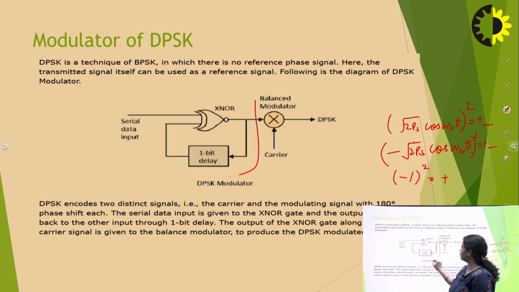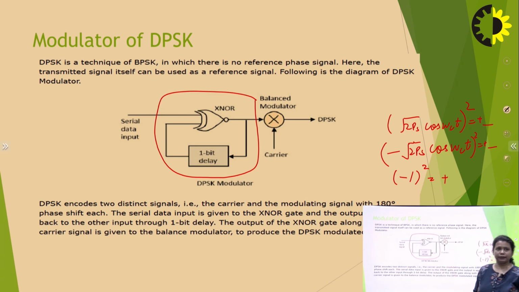This block, the XNOR gate and the 1-bit delay, is very important in DPSK. DPSK encodes two distinct signals, the carrier and the modulating signal, with a phase shift of 180 degrees. The serial data input is given to the XNOR gate, and the output is fed back to the other input through a 1-bit delay. The output of the XNOR gate along with the carrier is given to the balanced modulator. This is the same modulator we use to propagate our original signal.